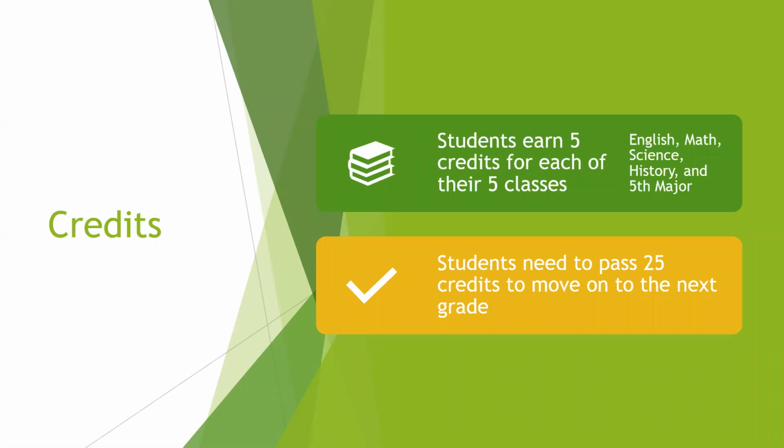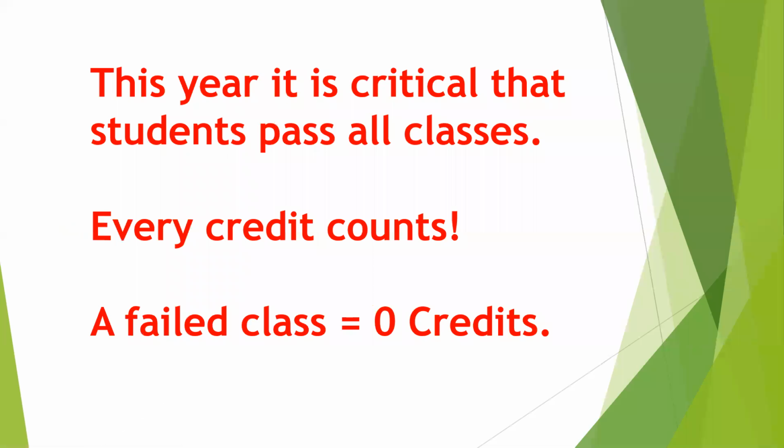Okay, I'm going to mention credits really briefly. Credits are earned at the end of a course. Students can earn 5 credits for each of their 5 classes. So that's English, math, science, history, and whatever their 5th major may be. Students need to pass 25 credits to move to the next grade. So students need to earn each credit for each class. It is very, very important. There is no wiggle room. There are no additional courses.